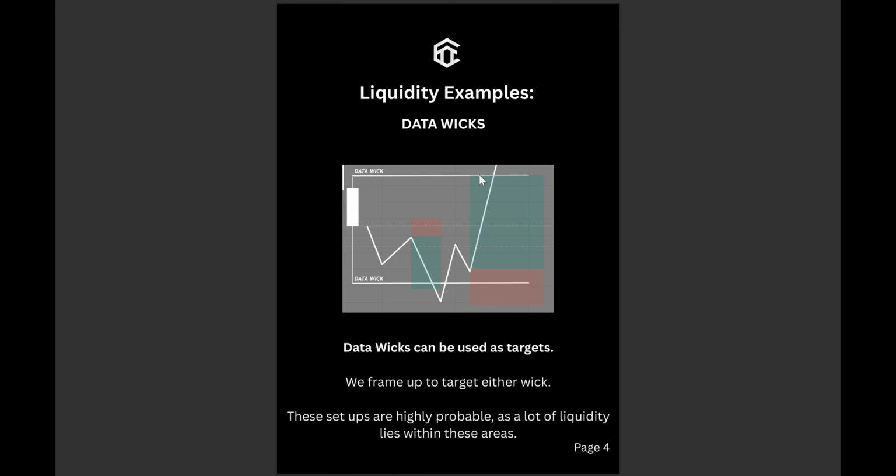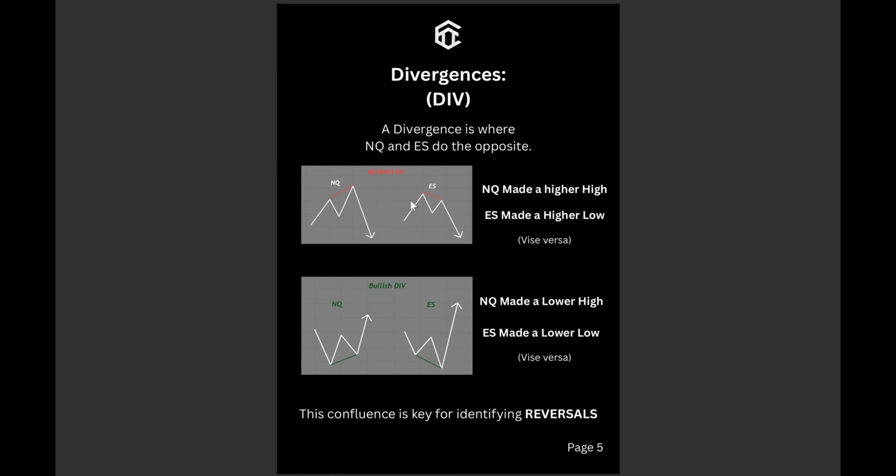You can go back test this, have a look for yourself. These are very useful. So the next very important confluence, especially for myself, is divergences. If you're unfamiliar on what a divergence is, it's essentially where NQ and ES do the opposite.